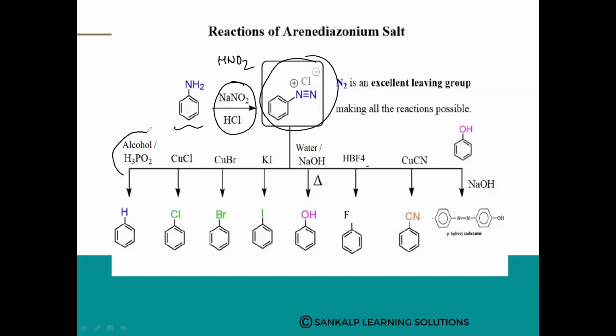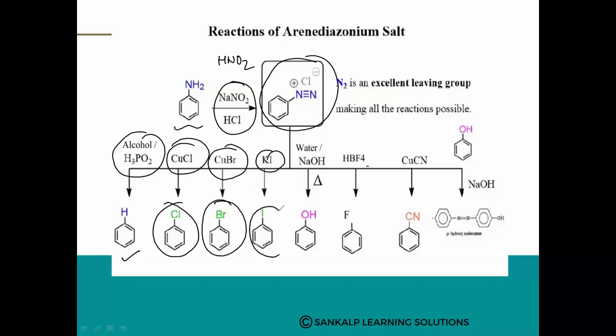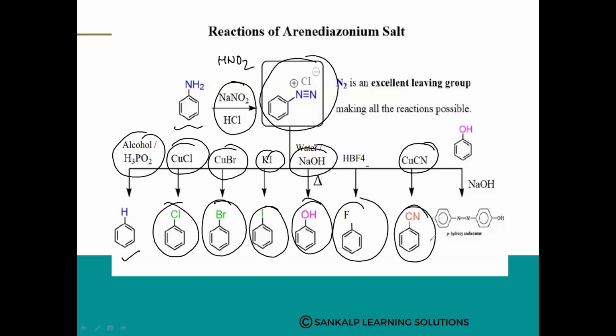If you use alcohol, I'm going to get benzene. With cuprous chloride, chlorobenzene. With cuprous bromide, bromobenzene. With KI, iodobenzene. I can use any number of reactions here. With NaOH, I'm going to get phenol. With HBF4, fluorobenzene. With copper cyanide, cyanobenzene. So these are the various reactions which we can do on benzene diazonium salt.